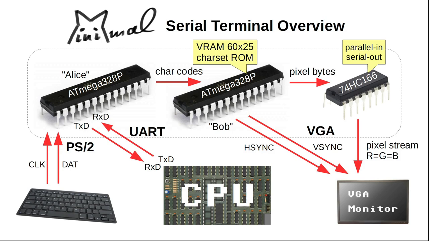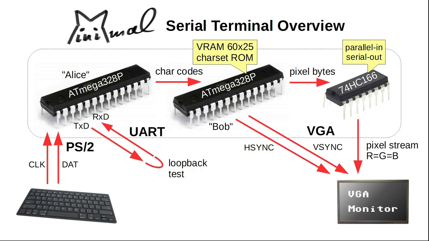Alice reads out the PS2 keyboard, converts its scan codes to ASCII code and sends it over to our computer via a serial UART interface, that is a universal async receiver and transmitter. Alice also reads back the UART and sends any received ASCII codes over to Bob. And you have already seen the loopback test in action, where we made the terminal receive its own output.